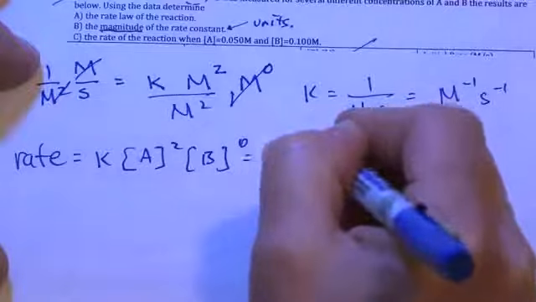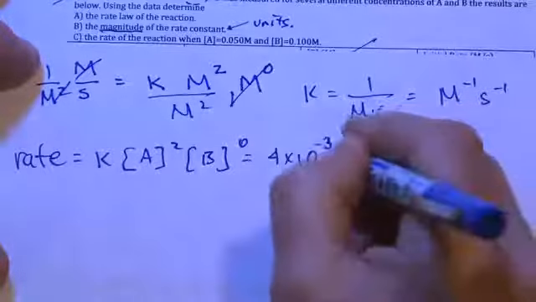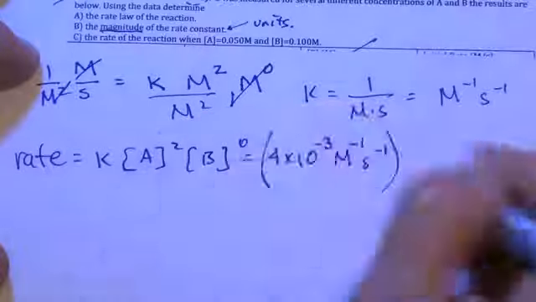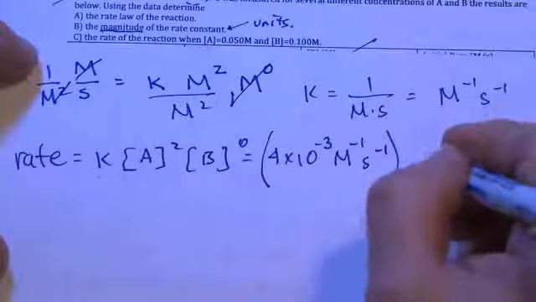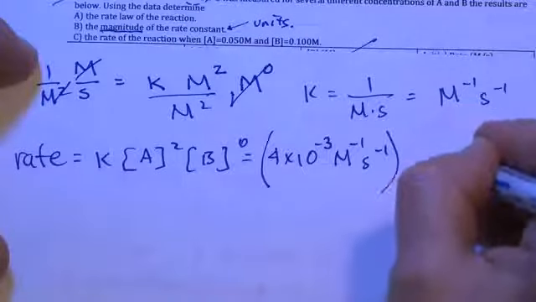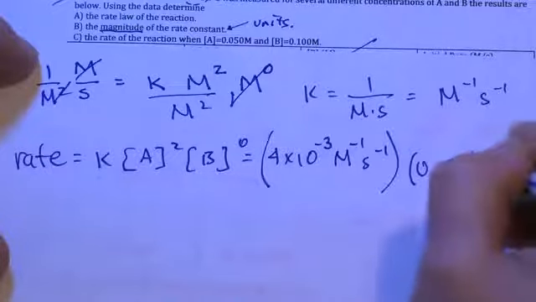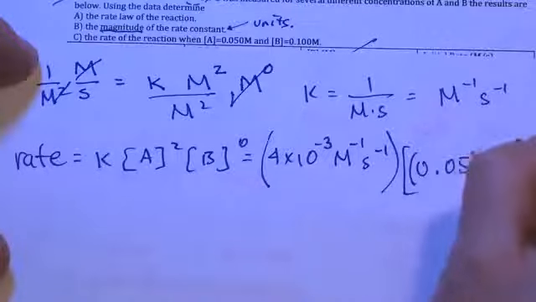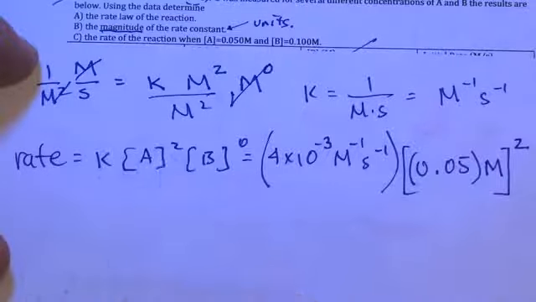4 times 10 to the negative third, and the units on that were molarity negative 1, seconds negative 1. And then A squared was 0.05, they said to put in there. Oh, and the units on that are molarity. And then that has to be to the second power, because remember it's A to the second power.